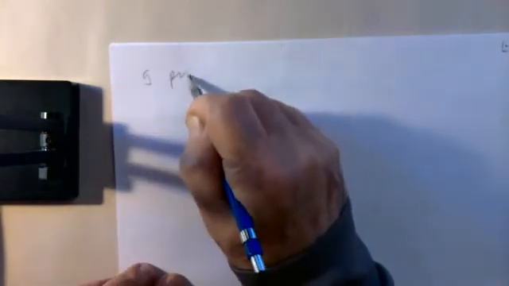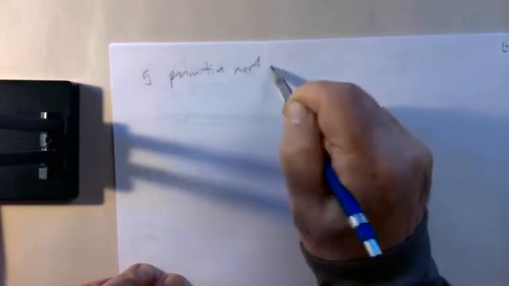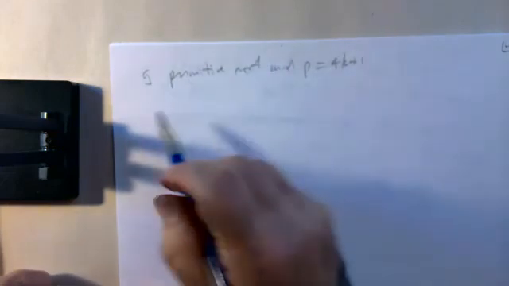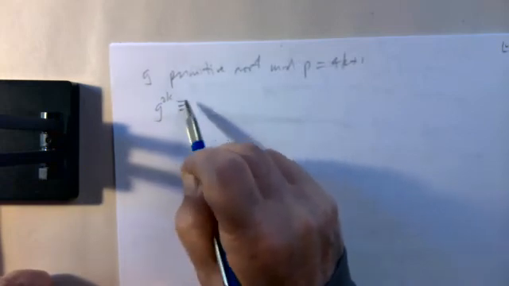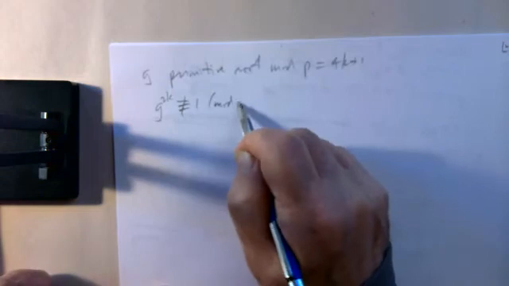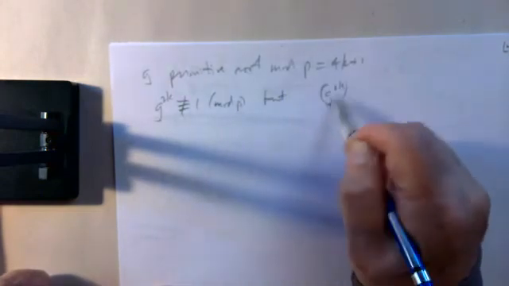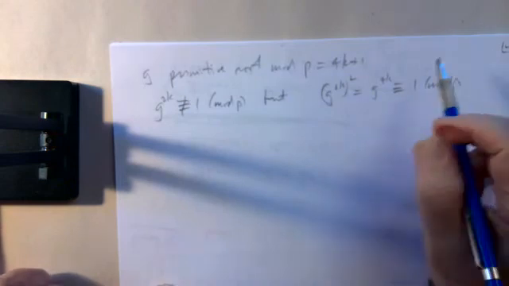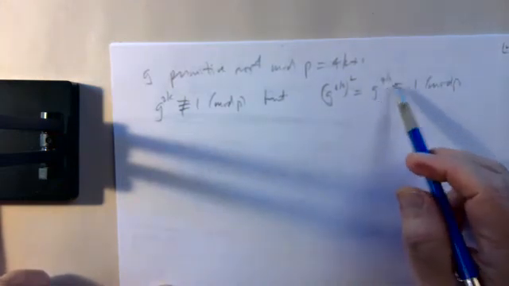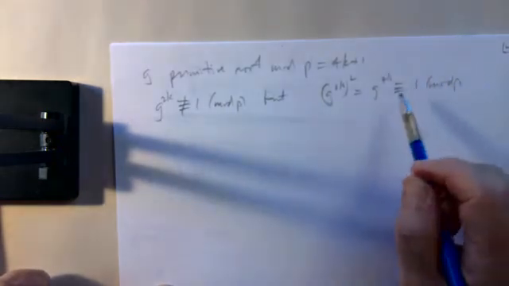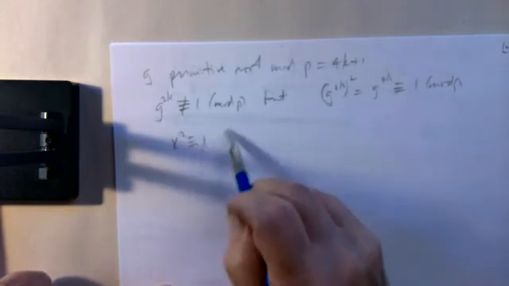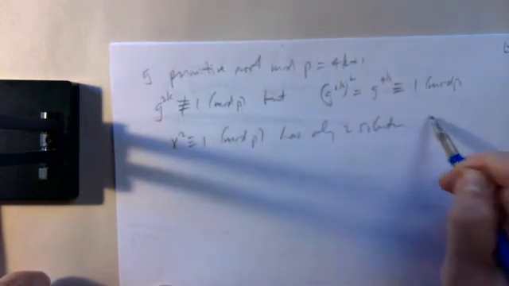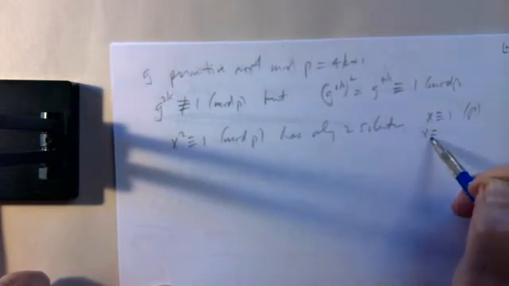So you take G, a primitive root mod a prime P, which is of the form 4K plus 1. So we know that G to the 2K is not congruent to 1 mod P, but G to the 2K squared, which is G to the 4K, is congruent to 1 mod P, right? Because 4K is P minus 1, and G to the P minus 1 is congruent to 1 mod P. But X squared congruent to 1 mod P has only two solutions: X congruent to 1 mod P and X congruent to minus 1 mod P.